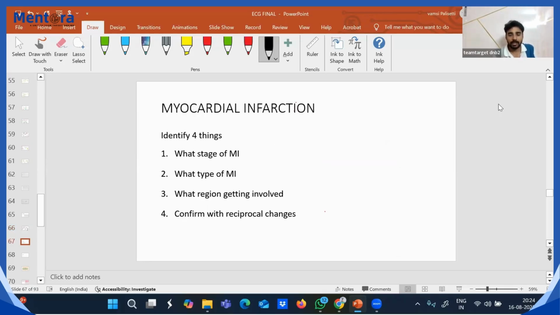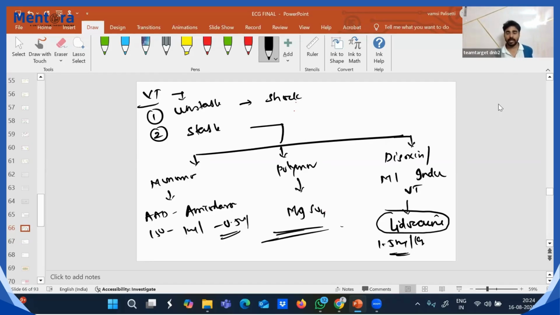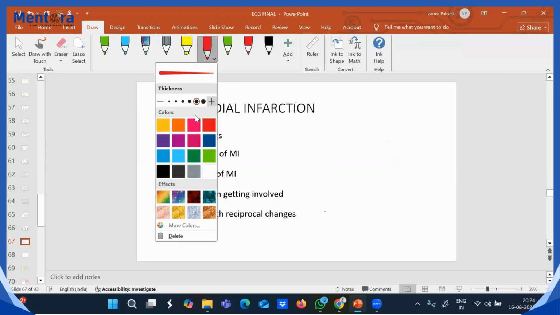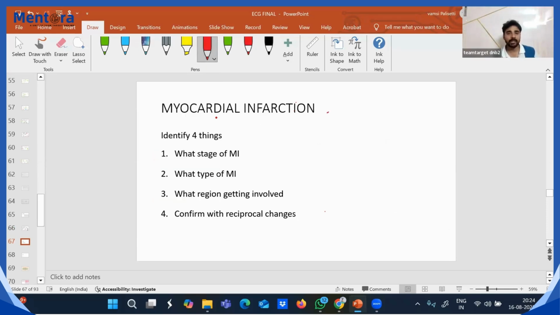After this, we are going to MI, myocardial infarction. Any doubts? Yes, sir. MI we know almost all the things, but some points are very important. Those points I will cover. Remaining things you know already.